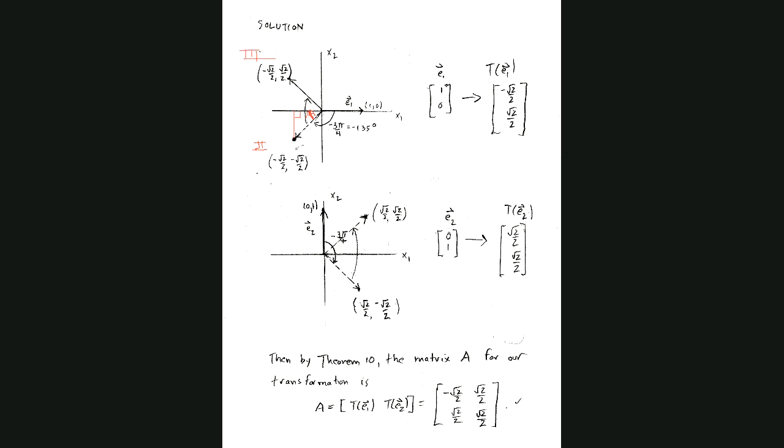So the vector E1, which is 1, 0, after everything's done, the transformation is negative root 2. Oh, yeah, I think that's right. Hold on. Yep. Yeah, thank you. This here is the second quadrant. Thank you. And this is the third quadrant. That's right. Thank you for catching that, Binyam.